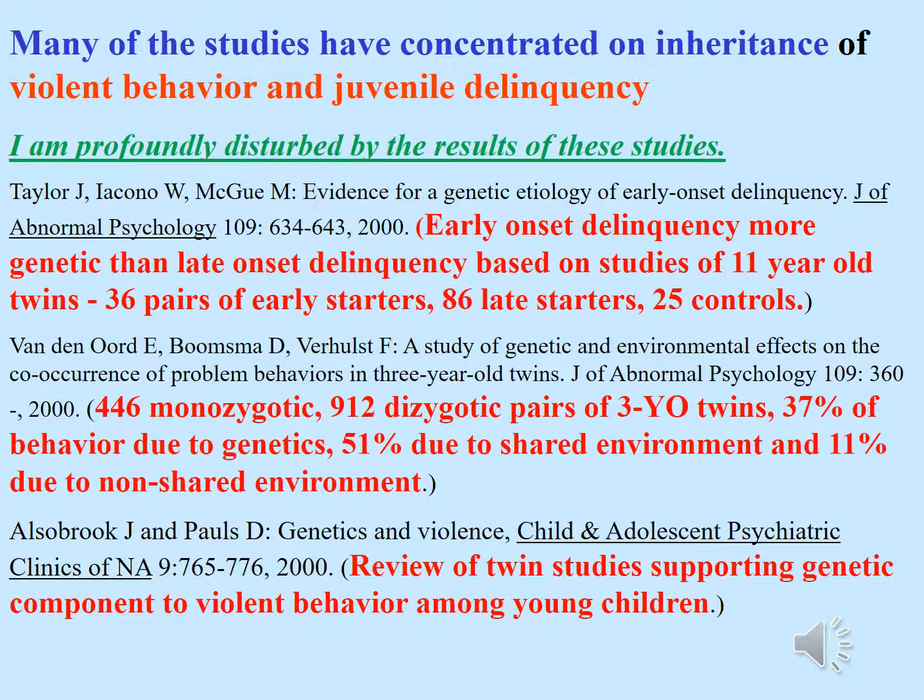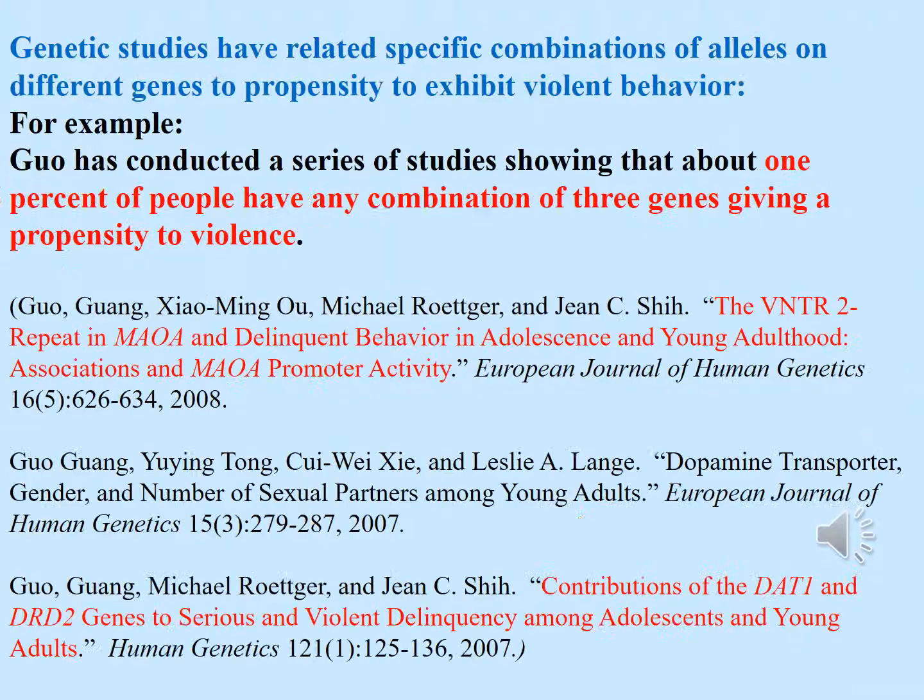Alsbrook did a review of all the twin studies from around 2000, which showed that there was literally universal support for genetic components of violent behavior among young children. Genetic studies have related specific combination of alleles on different genes to propensity to exhibit violent behavior. For example, Guo has conducted a series of studies showing that about 1% of people have any combination of 3 genes giving a propensity to violence.